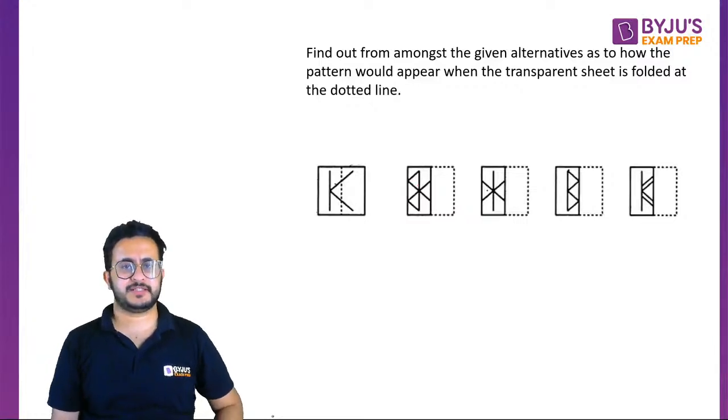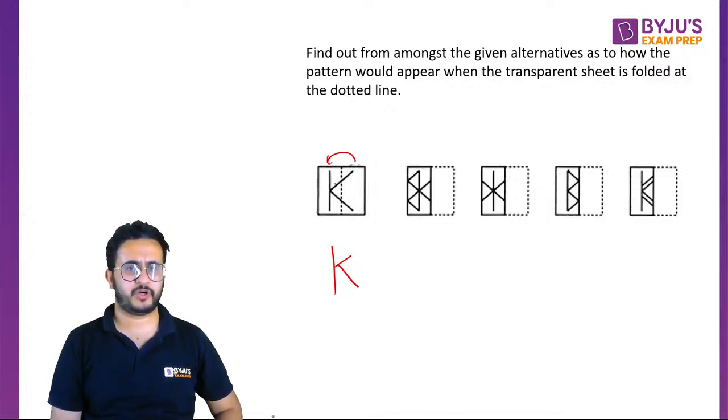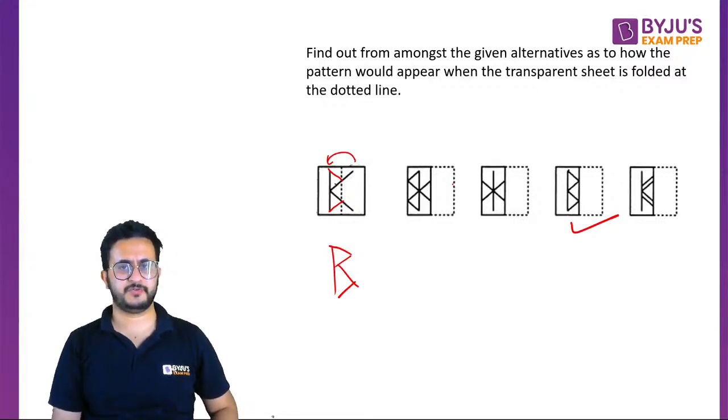If we see this, it is a K shape. This half part will remain as it is, and beyond this, since we are folding it on top of this, it will be a reflection. This portion was going this side, and it will go this side. So it will look something like this B shape. That is your answer. Based on mirror image, it will be a reflection of this and will appear like this.